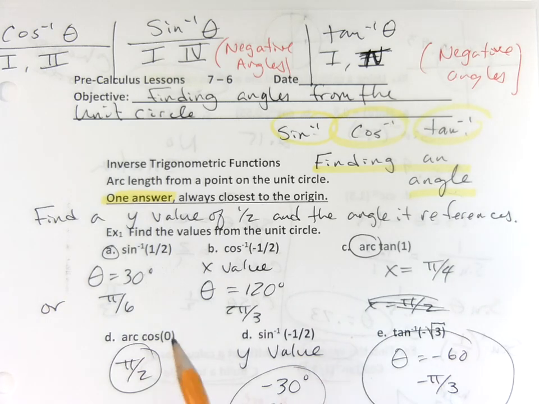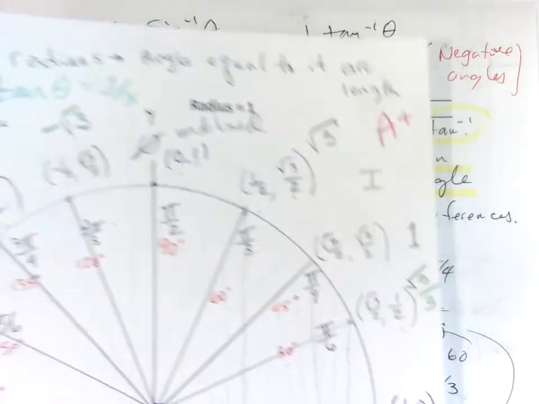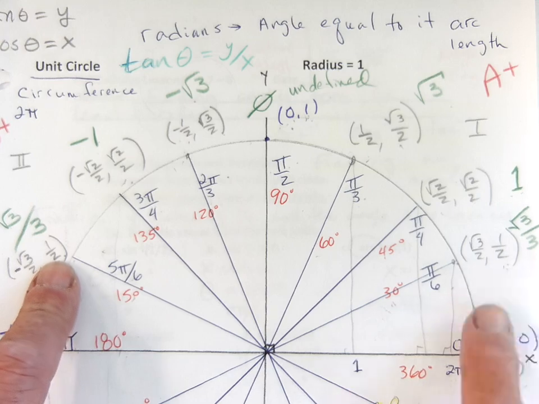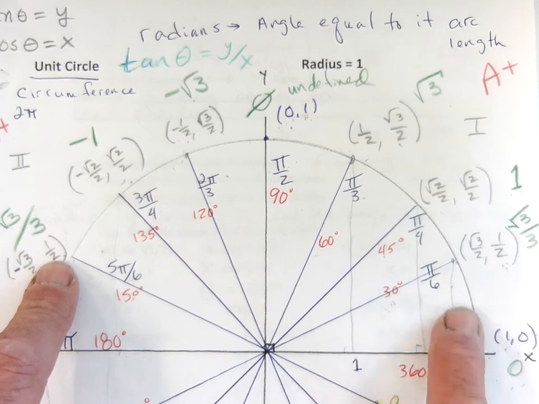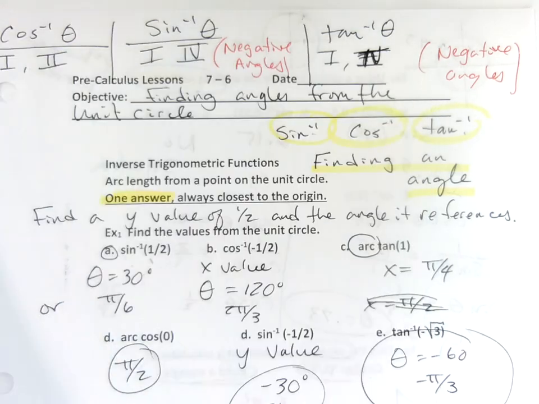Let's take a look at the first example, sine inverse 1/2. What I'm really asking is, find a y value of 1/2. Well, a y value of 1/2 occurs here and here. It occurs in two different places, but you have to take the one closest, always closest to 0. So the angle is 30 degrees or pi/6.